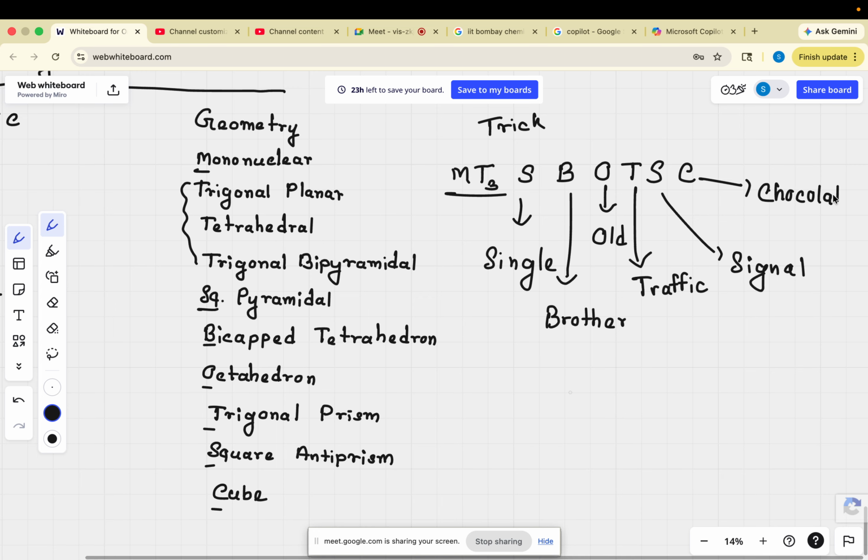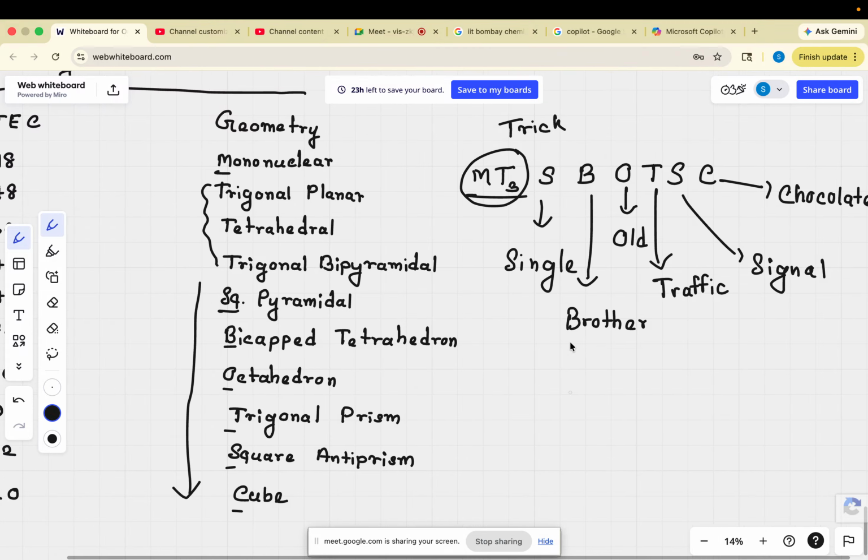So this sentence has no meaning, but if you can remember like this, the MT3. First of all it will start from MT3. So M stands for your mononuclear, and 3T, so basically trigonal planar, tetrahedral, then TBP. Then write down this sentence, single brother, old traffic signal, chocolates. So this line has no meaning, but you can remember all the geometry by this trick.